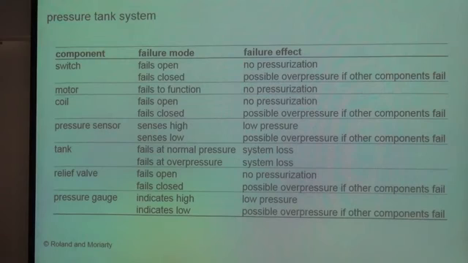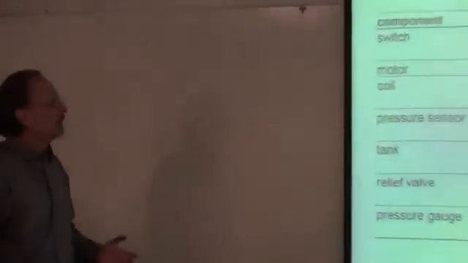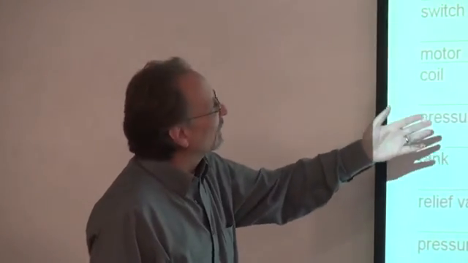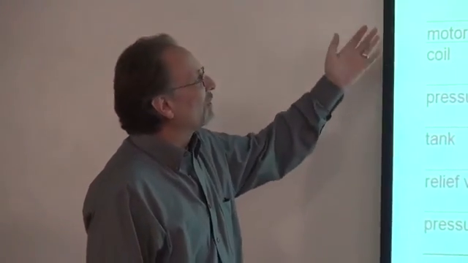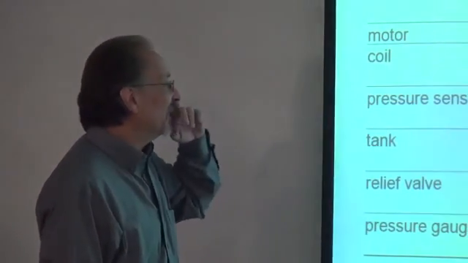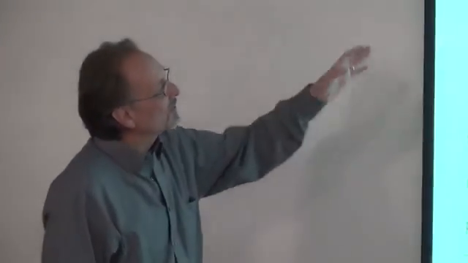Now they don't have a control in this. And again, this is one of the multiple variants that you'll run into. But here, see, it's a list of the components. How it can fail, whether it's open or closed, motor fails to function, coil open or closed, pressure is it high or low, tank, normal overpressure, et cetera. So you have all the components, everything that can happen to them, and what the outcome of each one of those modes will be. Doesn't tell you what to do about it.